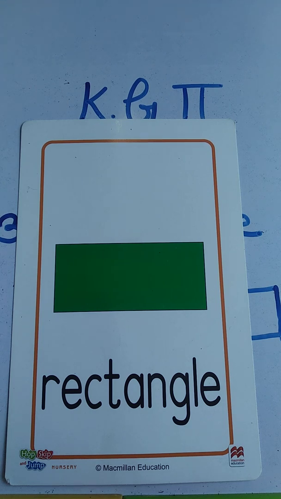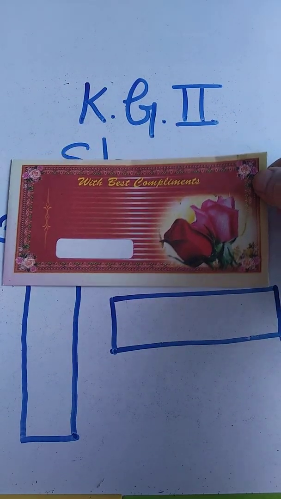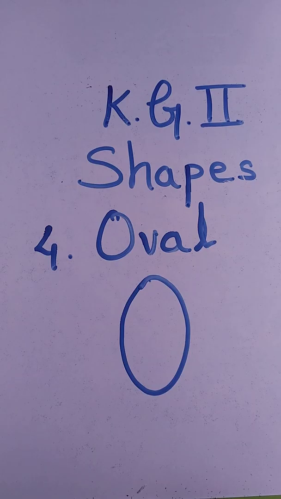Correct. It's a rectangle. I have something here. See. What is it? It's an envelope. This envelope is also in a rectangular shape. Now we will see the next shape.